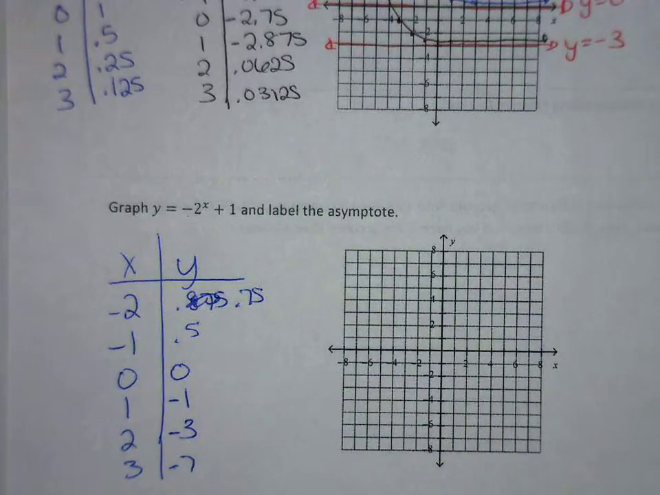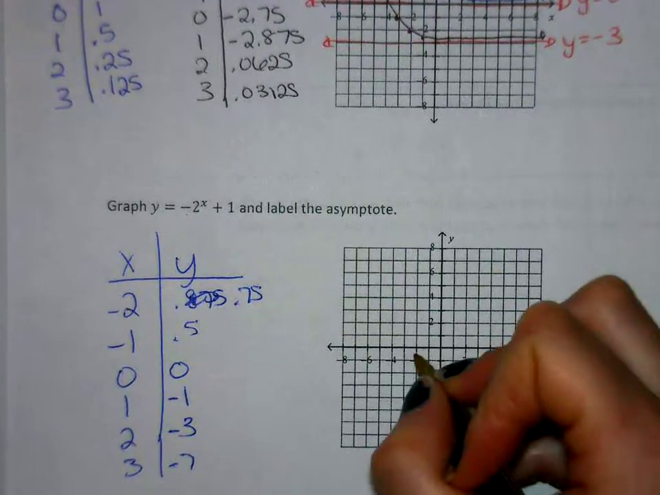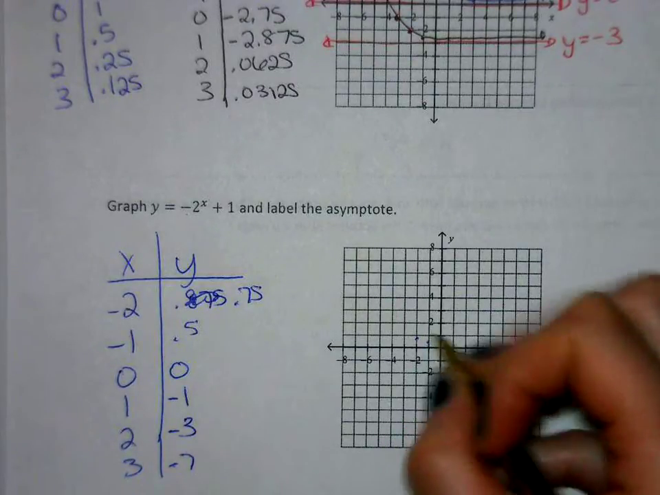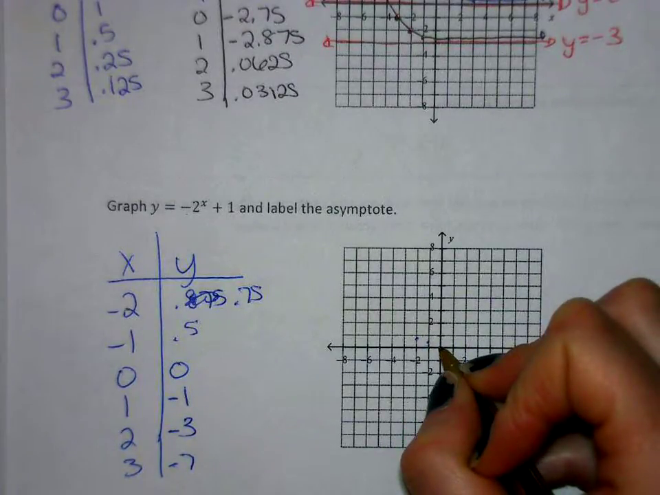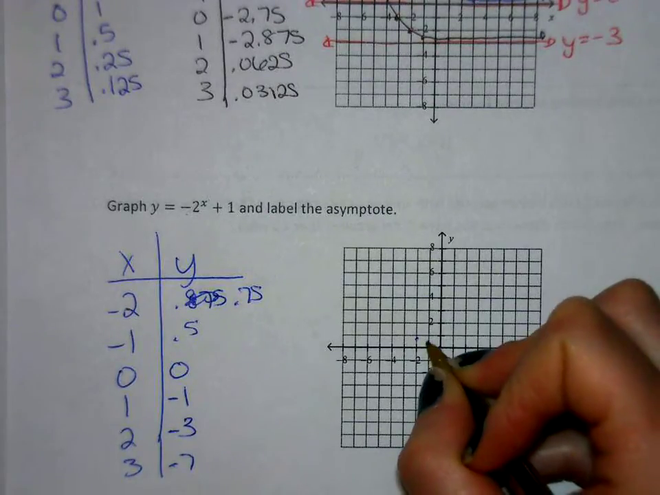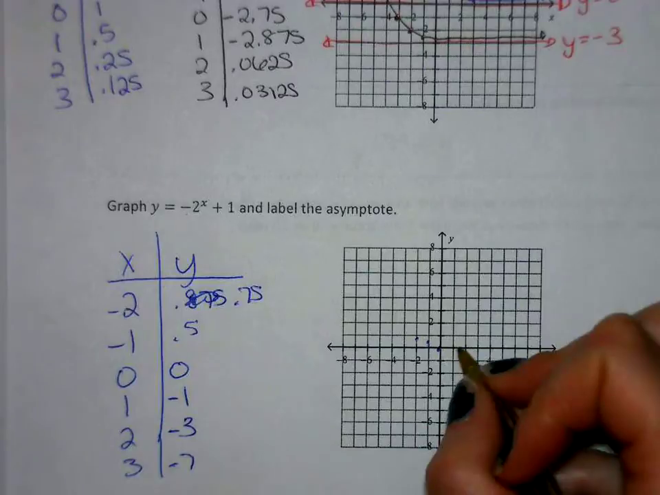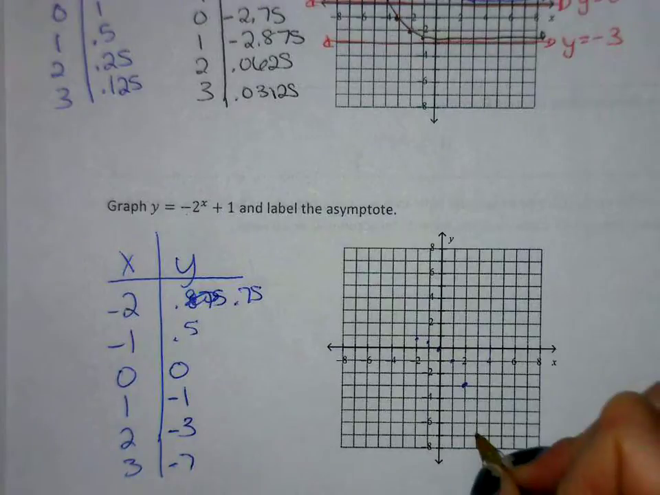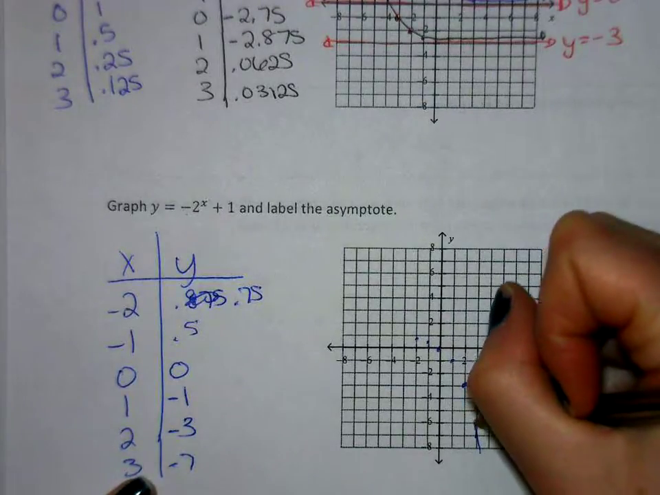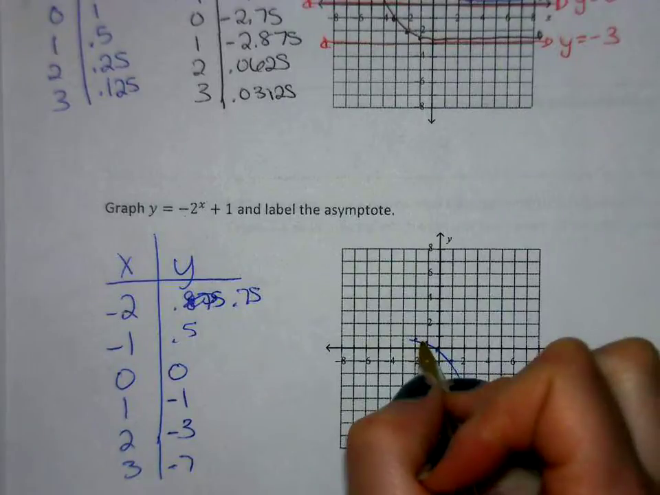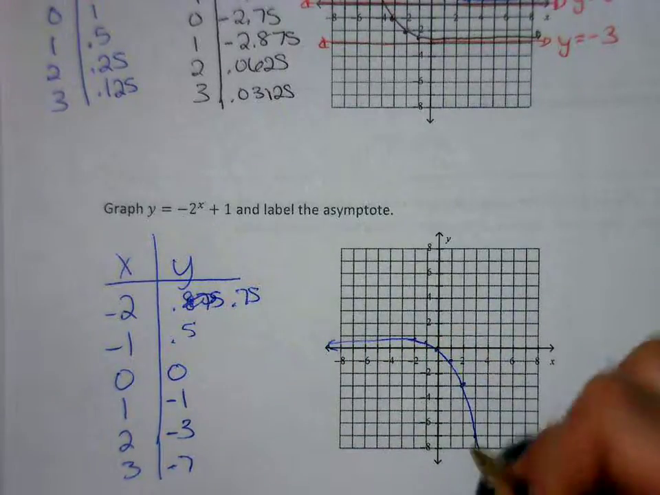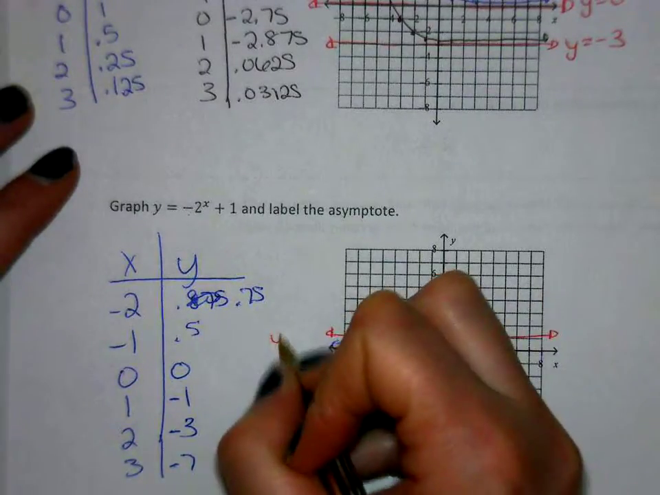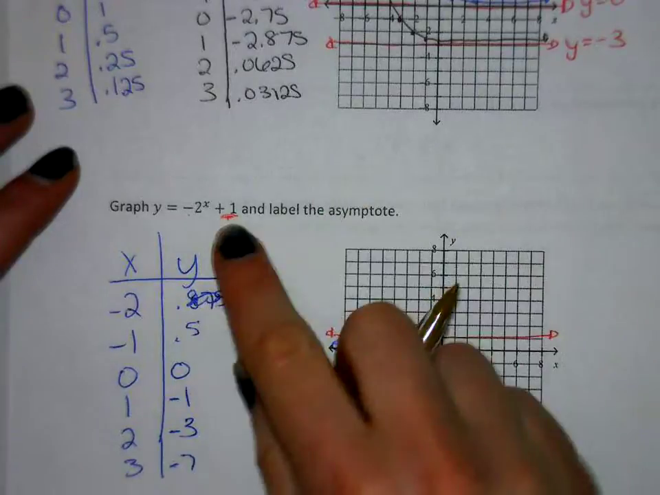So that's the graph. We have -2 and 0.75, -1, 0.5, 0, 0, 1, -1, 2, -3, 3, -7. So we have our exponential in this way. It's an asymptote at y equals 1, which our k was a +1.